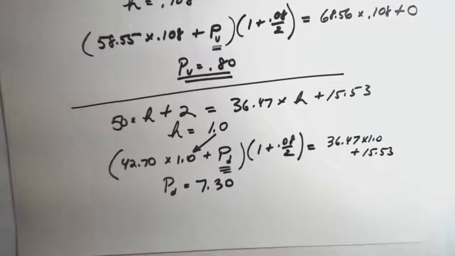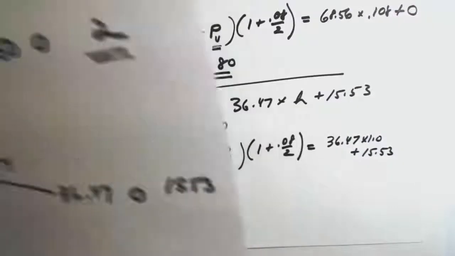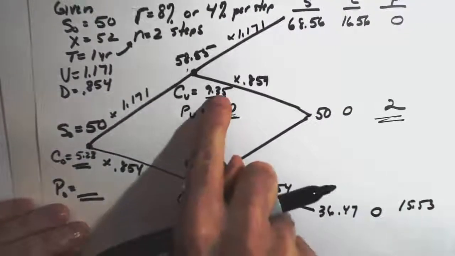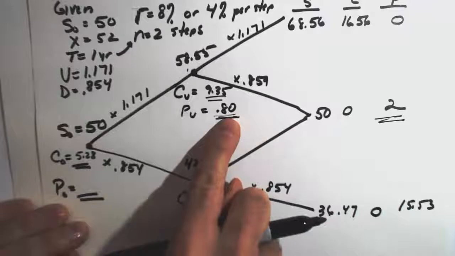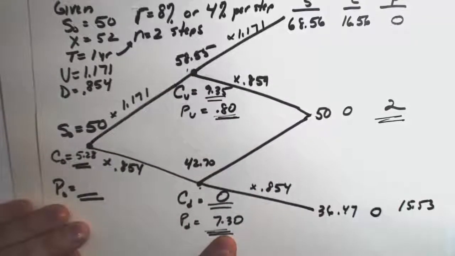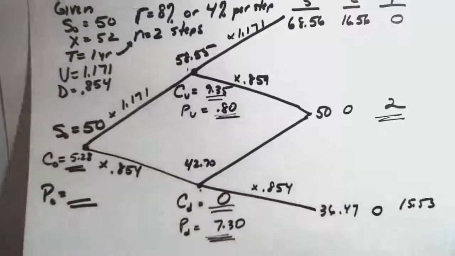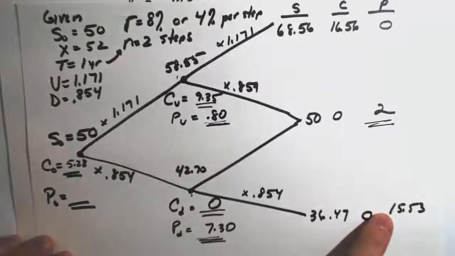Okay, $7.30 is what that put is. Now notice the call makes sense here. If you compare, the call is worth more than the put when the stock goes up, and when the stock goes down, the put is worth more than the call. You notice that. And you can also notice it down this dimension.